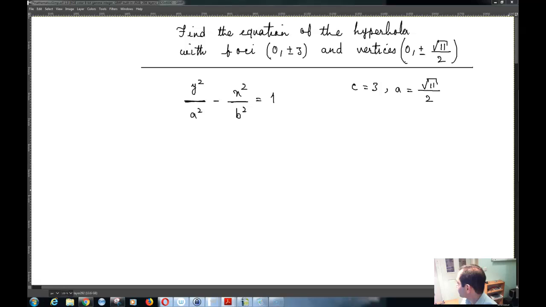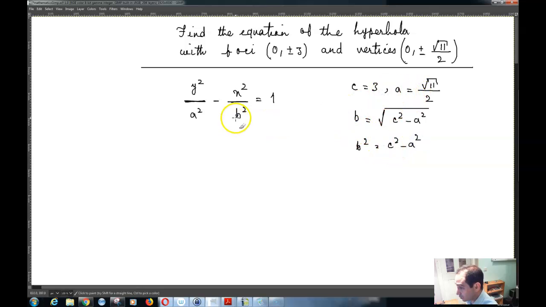So then we said that b is equal to the square root of c squared minus a squared. And so if that is the case, that means that b squared is equal to c squared minus a squared.